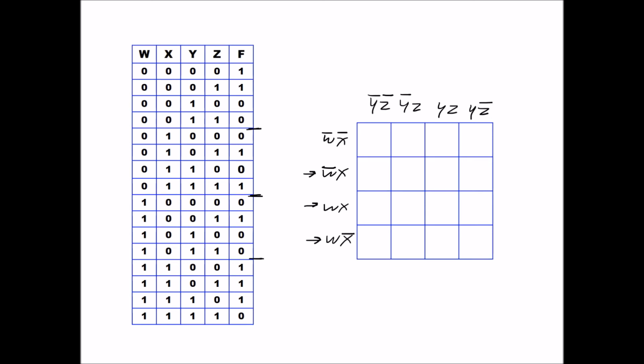This is cell 0, right? Everybody's a 0. This is cell 1. This is cell 2. This is cell 3. And I could go through one at a time and say, okay, not W, not X, not Y, not Z is a 1. That's this cell.